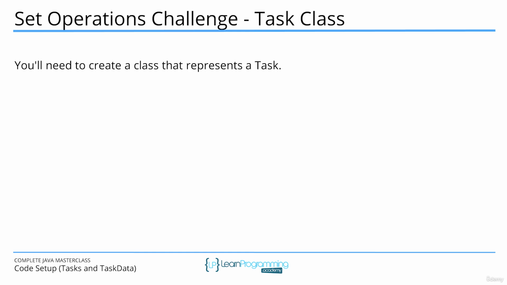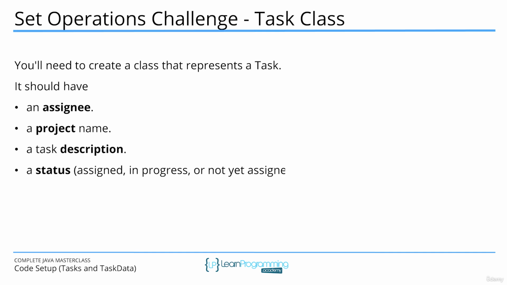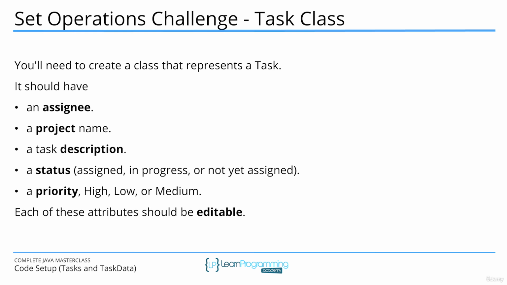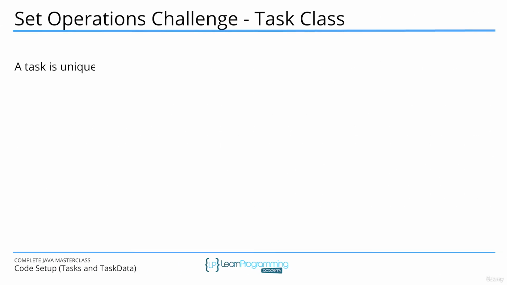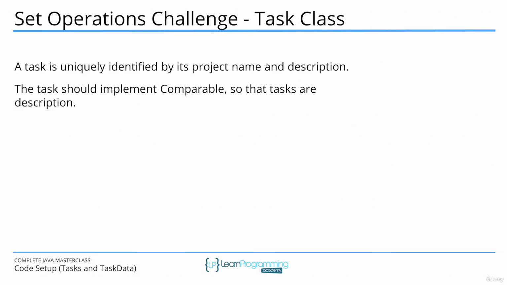You'll need to create a class that represents a task. It should have an assignee, a project name, a task description, a status assigned, in progress or not yet assigned, and a priority, high, low, or medium. Each of these attributes should be editable. A task is uniquely identified by its project name and description. The task should implement comparable so that tasks are sorted by project name and description.